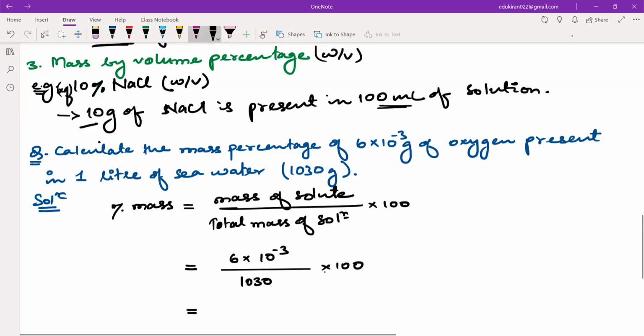So obviously these will not have any unit, because this is also gram. This is also gram. They will cancel out each other. So you'll just be getting something in terms of percentage.